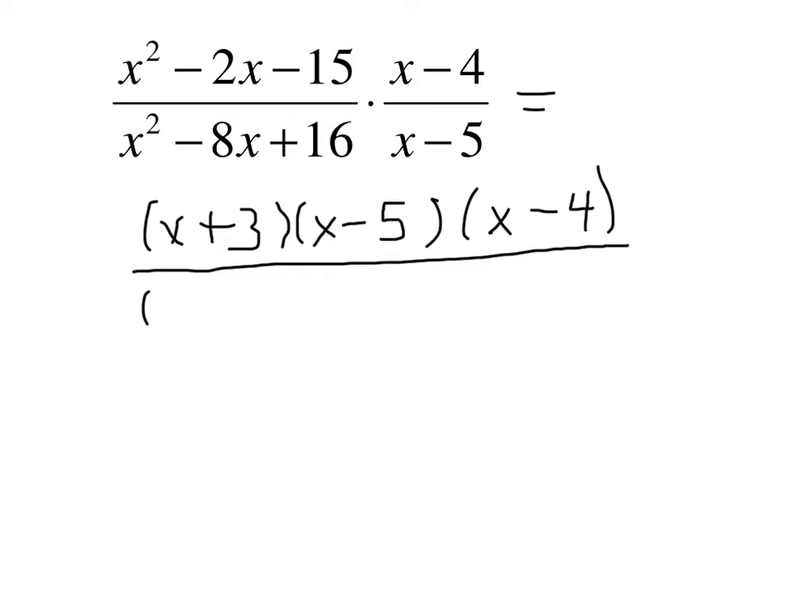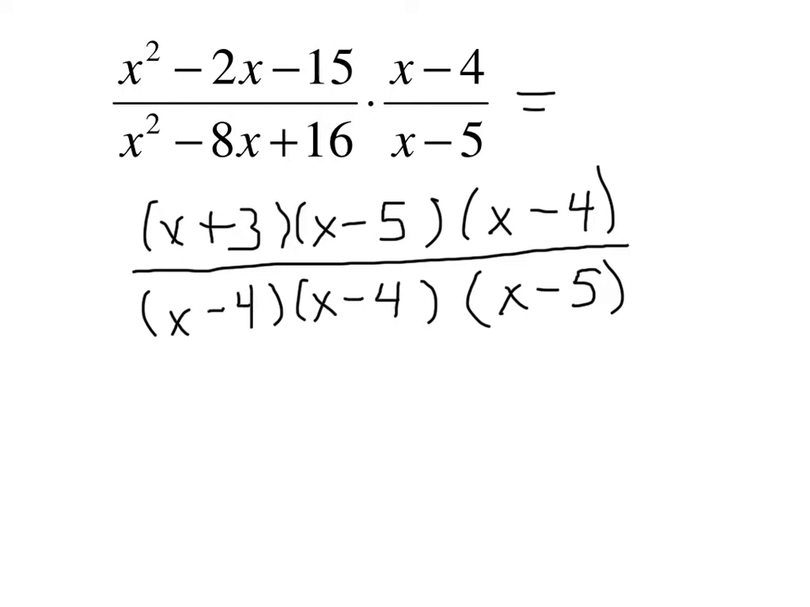Let's factor that denominator, that x squared minus 8x plus 16. And we have our x minus 5 over on the right. We need an x and an x. This is a special product. Minus 4, minus 4. So now we see lots of factors.